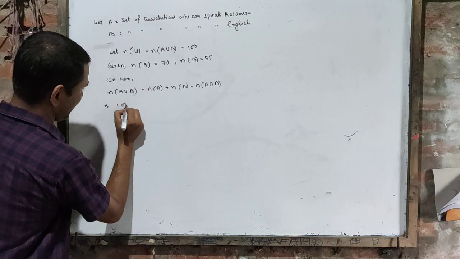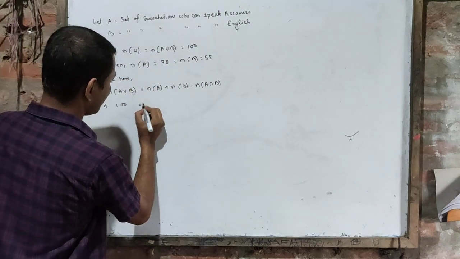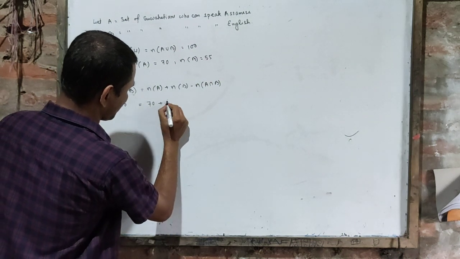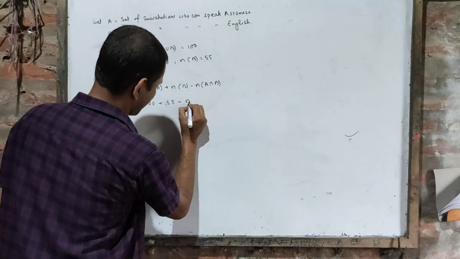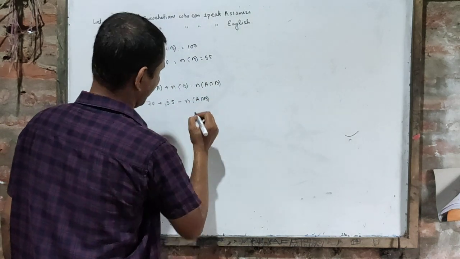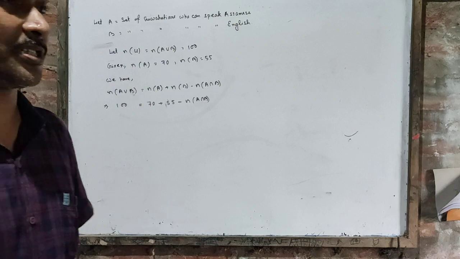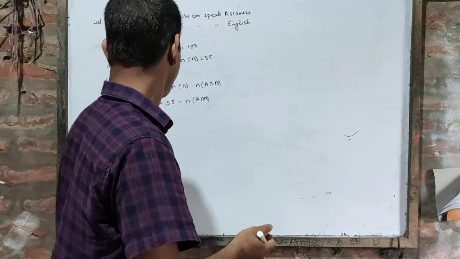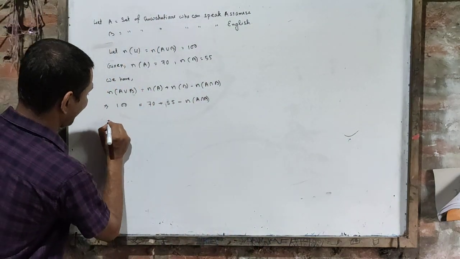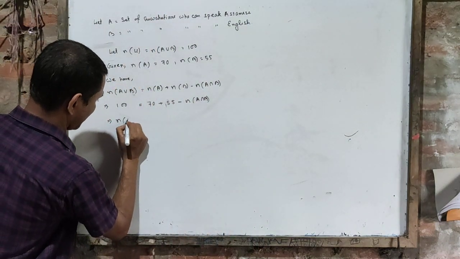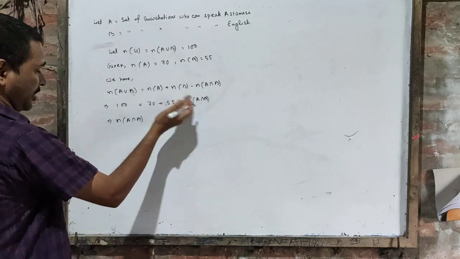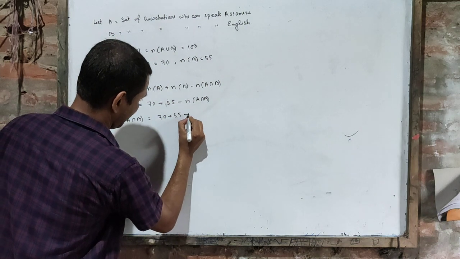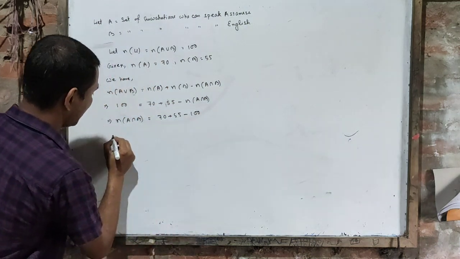n of A union B is given to be 100. n of A is 70. n of B is 55, minus n of A intersection B. So what is A intersection B? It means the people who can speak both Assamese and English. So n of A intersection B is equal to, bringing this to this side, 70 plus 55 minus 100. Alright? I hope you understand.